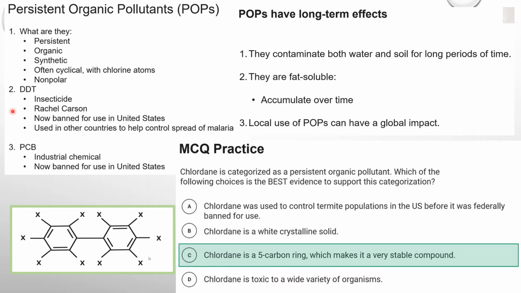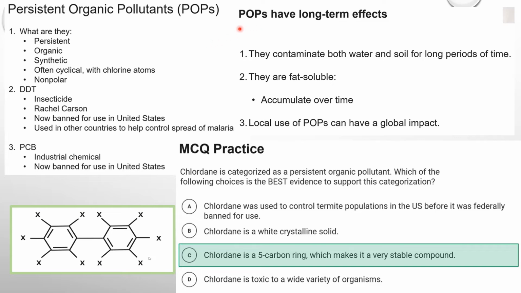So Rachel Carson is an environmentalist who wrote a book in the 70s. She was one of the first ones to bring persistent organic pollutants to the news and the media, and she started the awareness of us becoming very aware of how dangerous DDT is for the environment and ecosystems and human health. So Rachel Carson, very important name. And remember, it is still used in other countries. And other POPs include PCB, which is an industrial chemical, which is also banned.